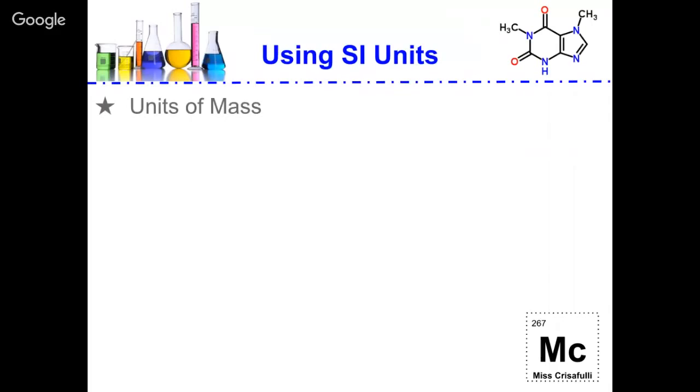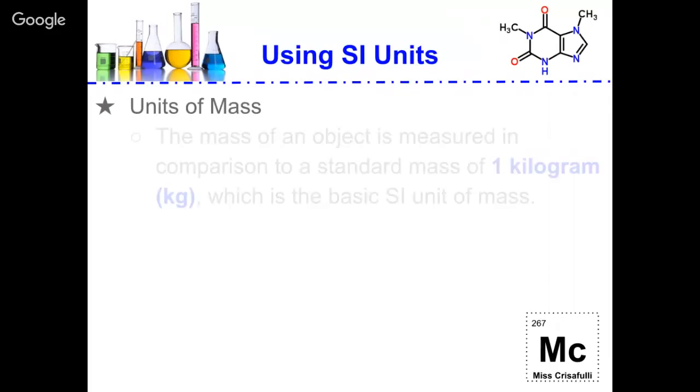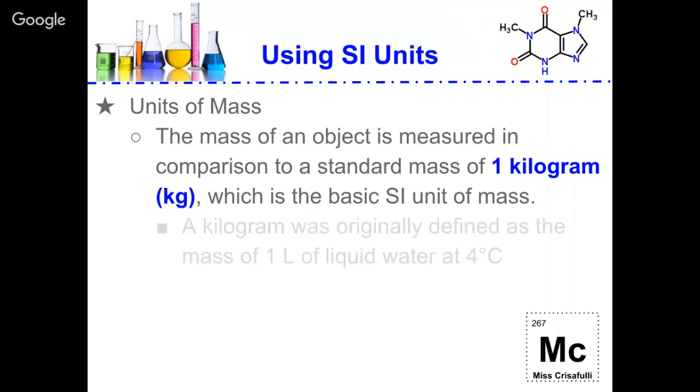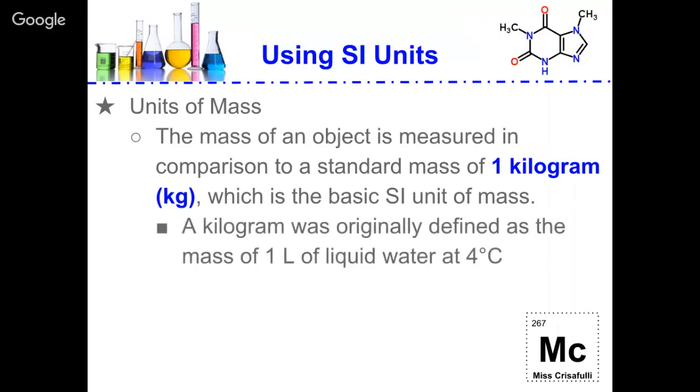So let's talk about units of mass. The mass of an object is measured in comparison to the standard mass of 1 kilogram, which is the base unit for mass. A kilogram was originally defined as the mass of 1 liter of liquid water at 4 degrees Celsius. So 1 gram is 1/1000th of a kilogram.